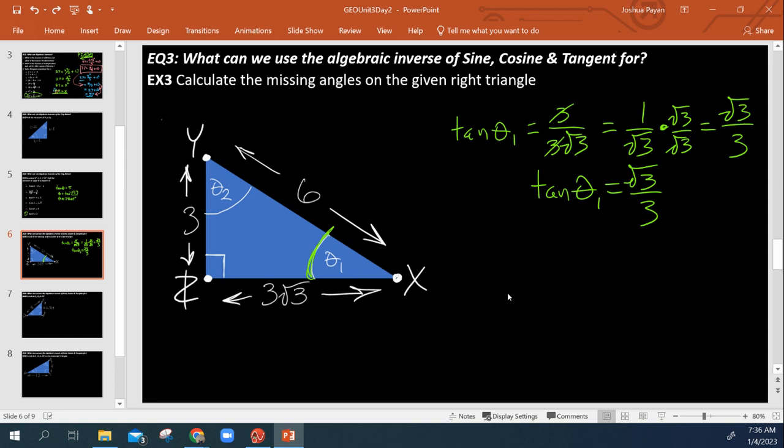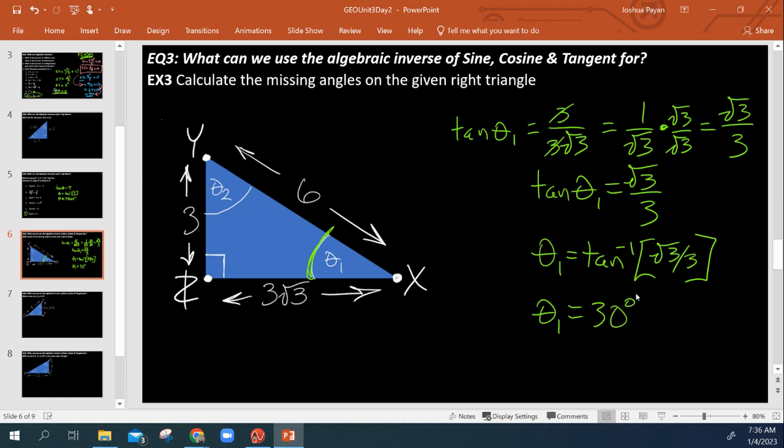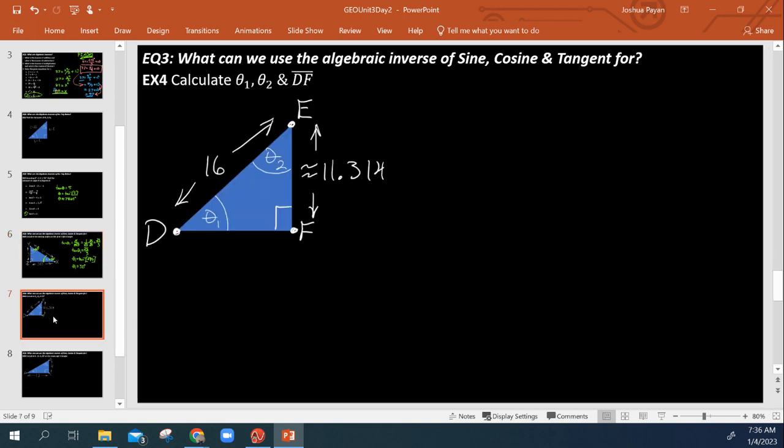So doing quick algebra, we take the arctangent of both sides, and we get that theta is equal to the arctangent of the square root of 3 over 3. Looks real familiar from our trig table. We know that theta 1 must be 30 degrees. So now I know this angle is 30 degrees, this one obviously is 90, so that means theta 2 must be 60. And I've got it.